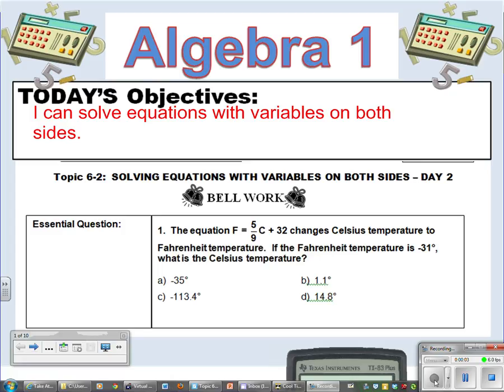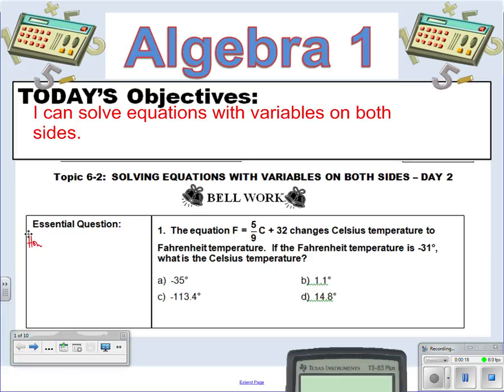This is topic 6-2, solving equations with variables on both sides, day 2. The objective for today is I can solve equations with variables on both sides. Our essential question then will be, how can I solve equations with variables on both sides? By the end of this lesson, we should be able to answer that question.